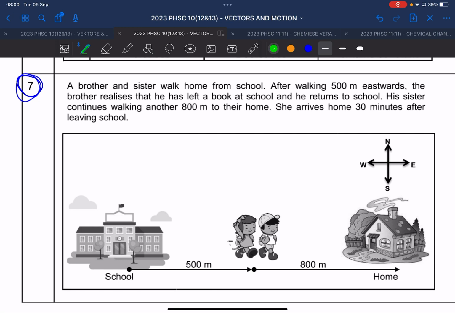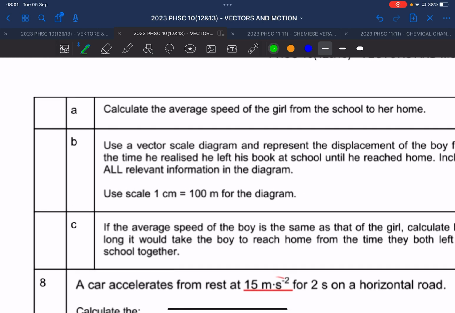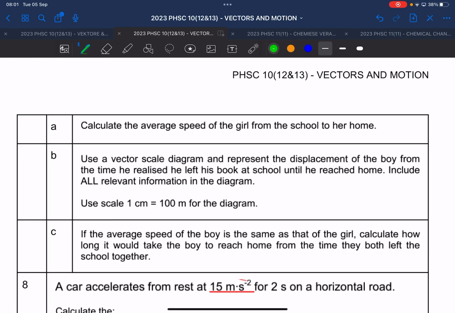Question 7 says, a brother and sister walks home from school. After walking 500 meters eastwards, the brother realizes that he has left a book at school and he returns to school. His sister continues walking another 800 meters to their home. She arrives home 30 minutes after leaving school. Now they ask, calculate the average speed of the girl from the school to her home.